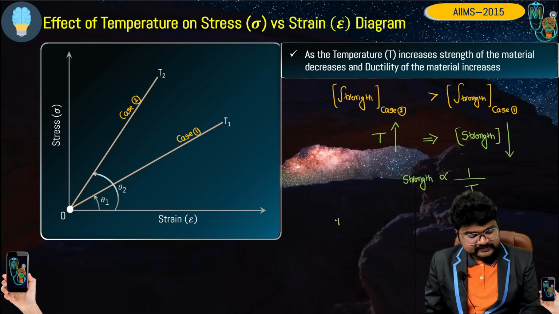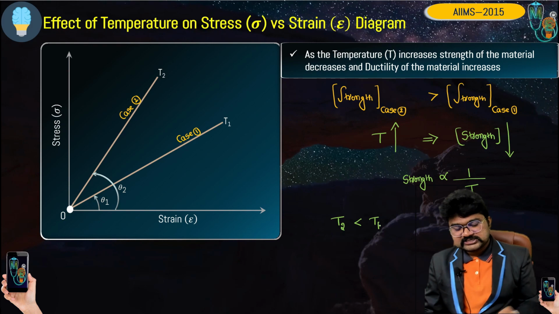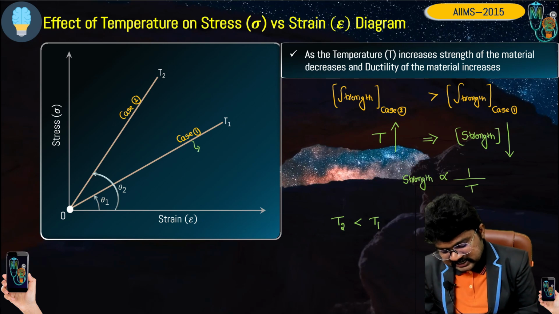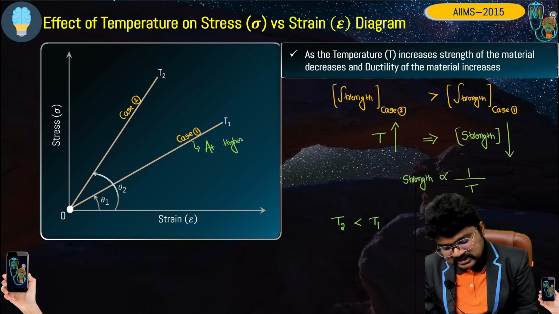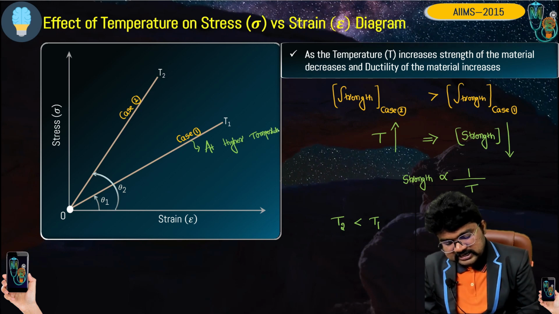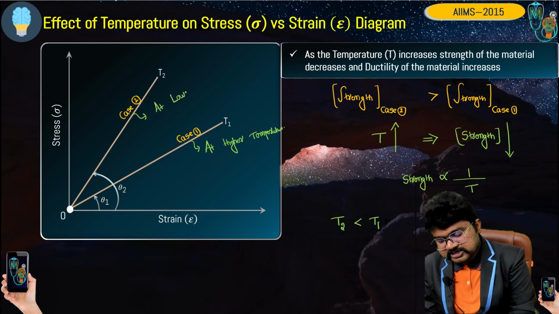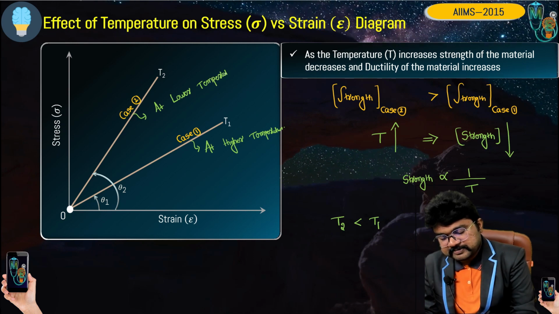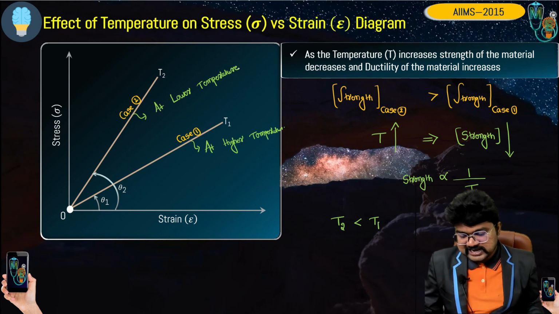That means T2 is less than T1. Okay, so this is at higher temperature. That is why strength is decreasing. This is conducted at higher temperature. That is why strength is decreasing. Ductility increases at higher temperature. This is conducted at lower temperature. That is why strength is higher. Okay, temperature T1 is higher. Understood? So which one is having more strength?